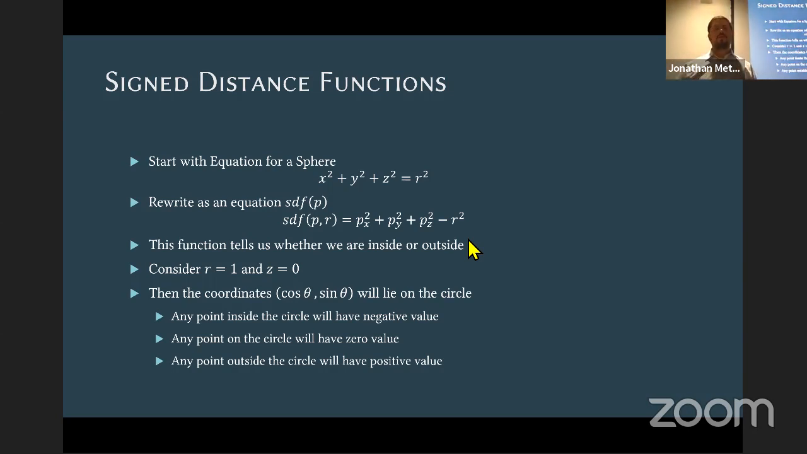So if our r squared was 1, then we'd have a certain, say, this is how far inside we are. So it would be a negative distance, and it's a positive distance if we're outside. If you want to test this out, you could just use cosine theta, sine theta for a circle. And you can test points in the circle and out of the circle or on the surface of the circle, and you will get negative values, 0 values, or positive values.